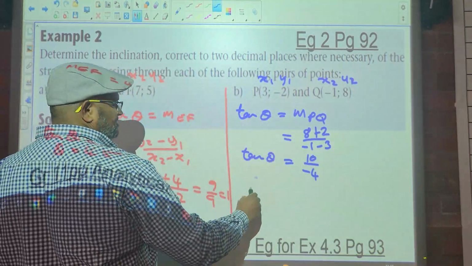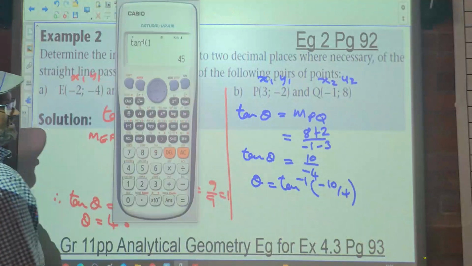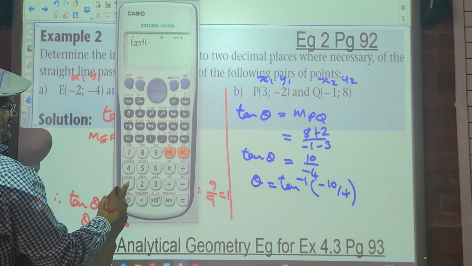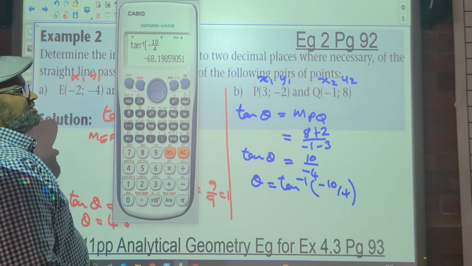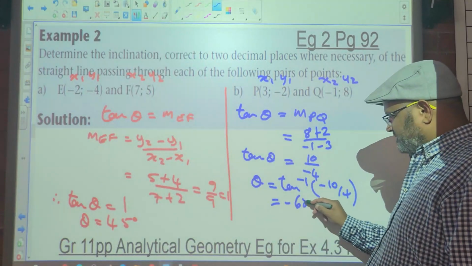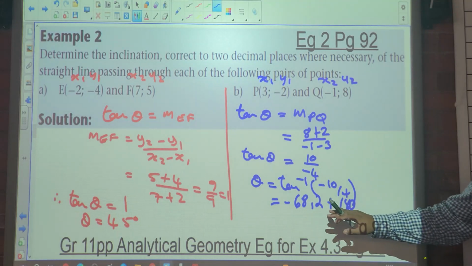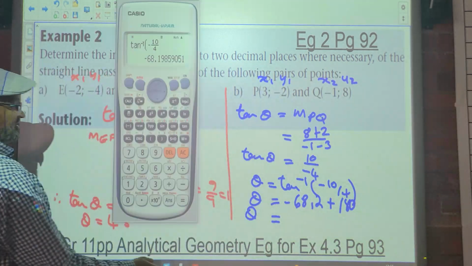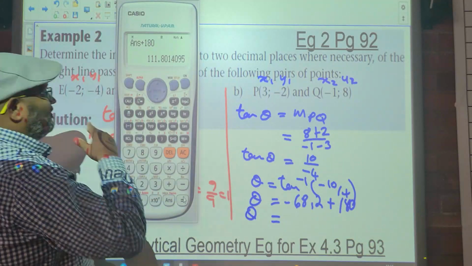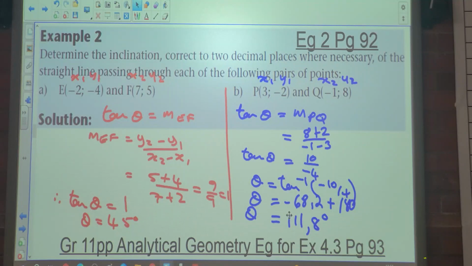How do I get theta on its own? Arctan of negative 10 over 4. You all agree with that? Your calculator's arctan of negative 10 over 4. Check what you get. Negative 68.2, correct? Negative 68.2. Plus 180. You're going to get confused here with the general solution. The theta is simply 111.8. Is there any confusion?